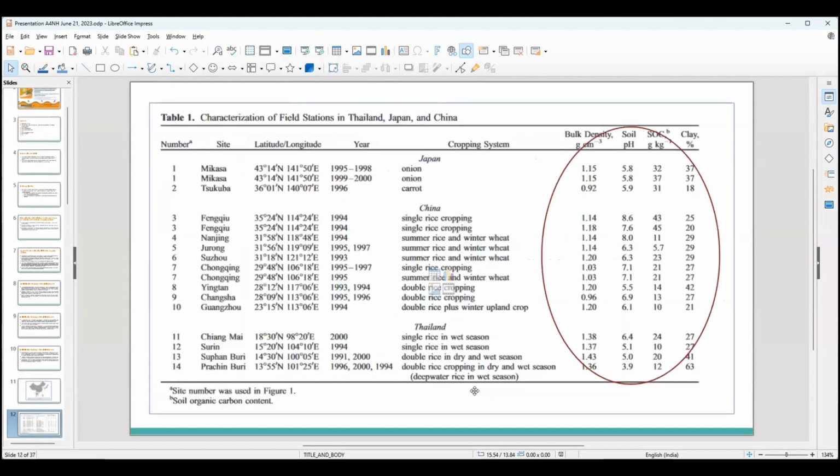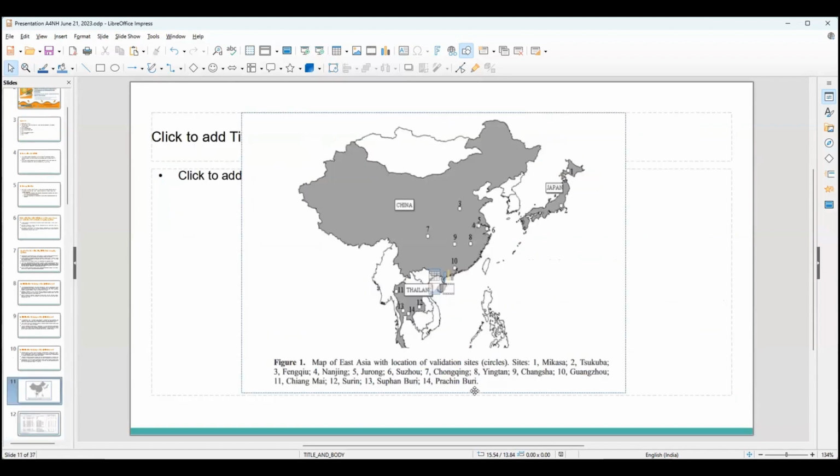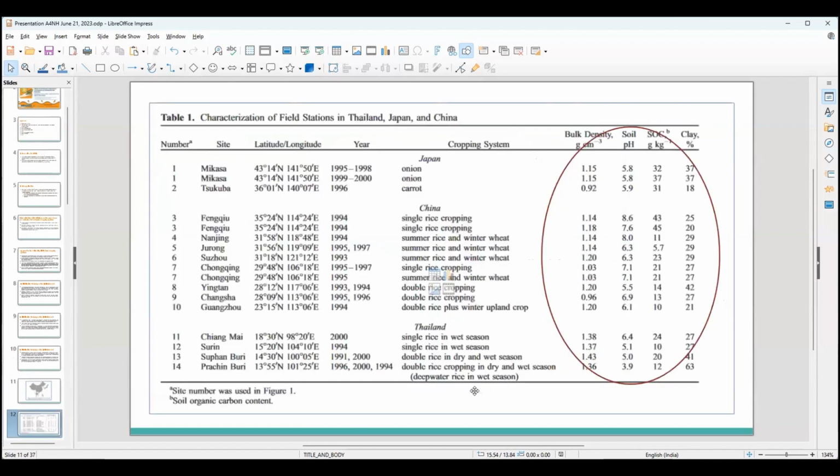Now, I will not discuss what the findings were in each of these sites, but just to give a snapshot of the characteristics of the field stations in Thailand, Japan, and China. The authors report on the bulk density, the soil organic carbon content, and the clay percentages. What are the different cropping systems? This is how you start off, with the name of the location, the different geographical parameters, the year for which we refer to the field stations, and the different soil characteristics.